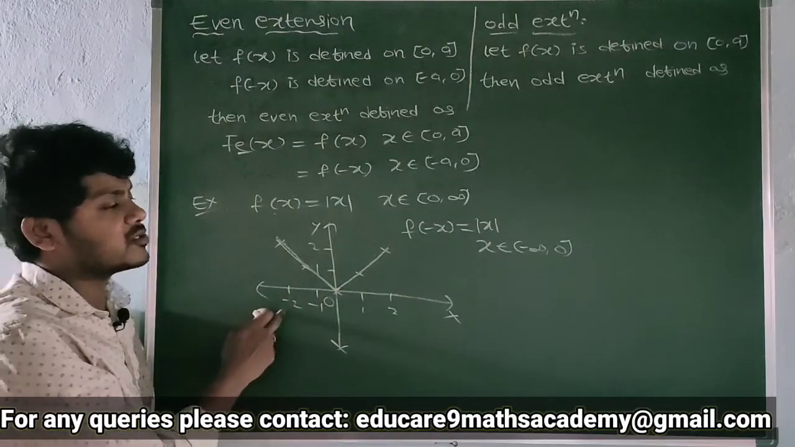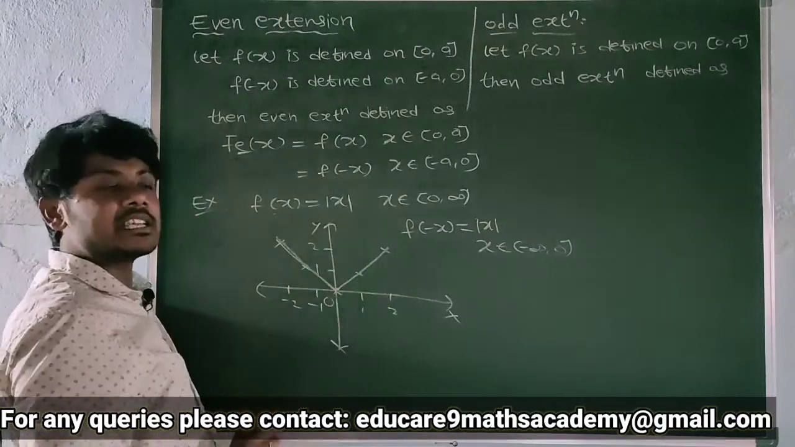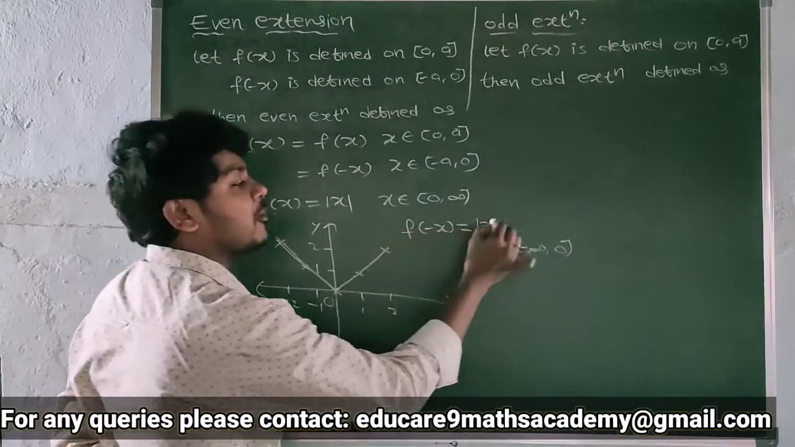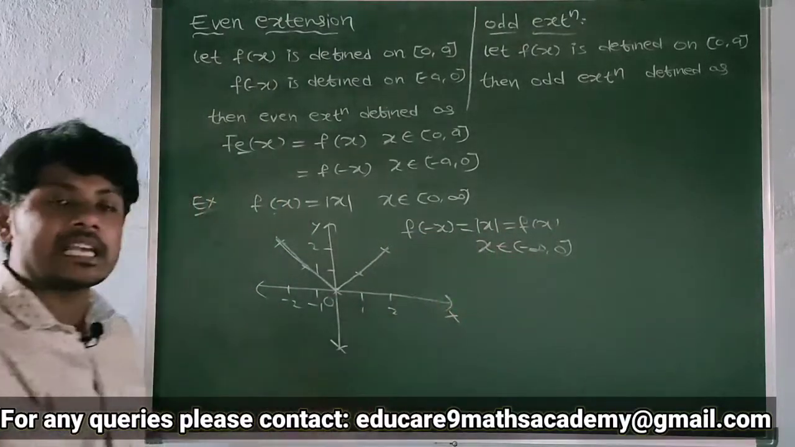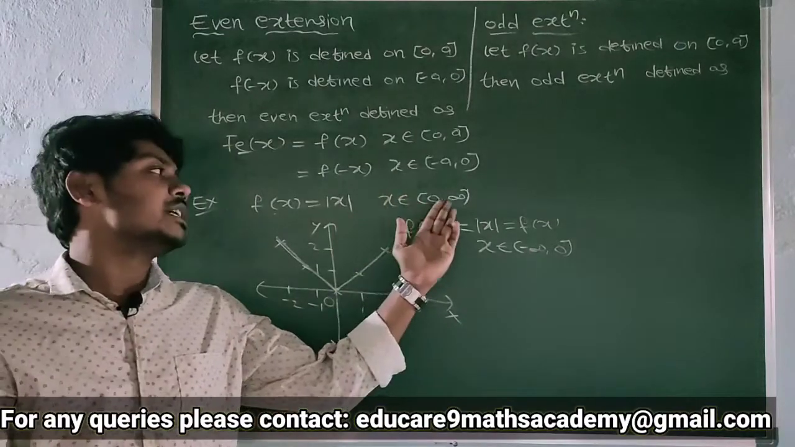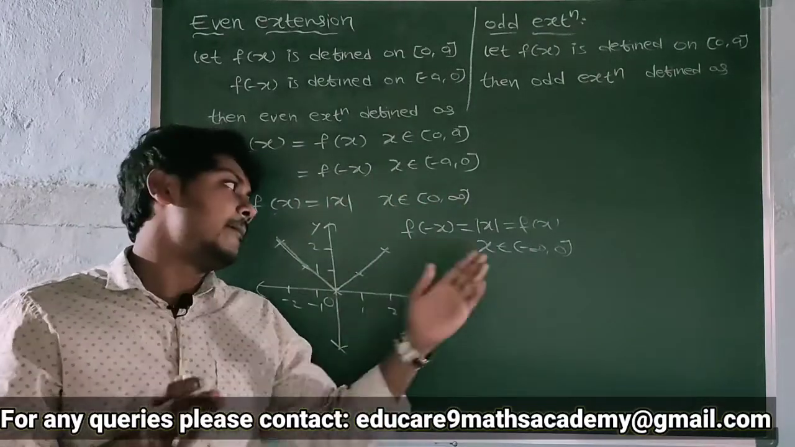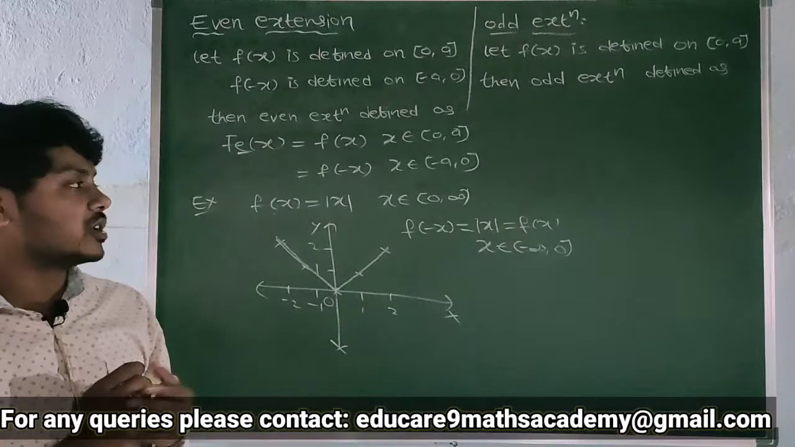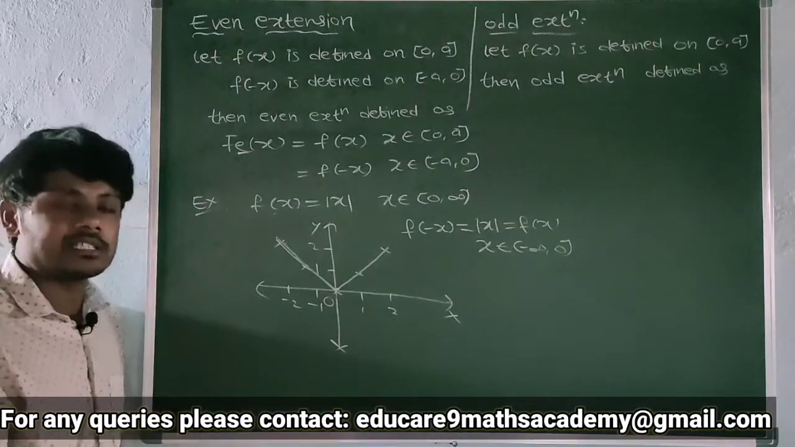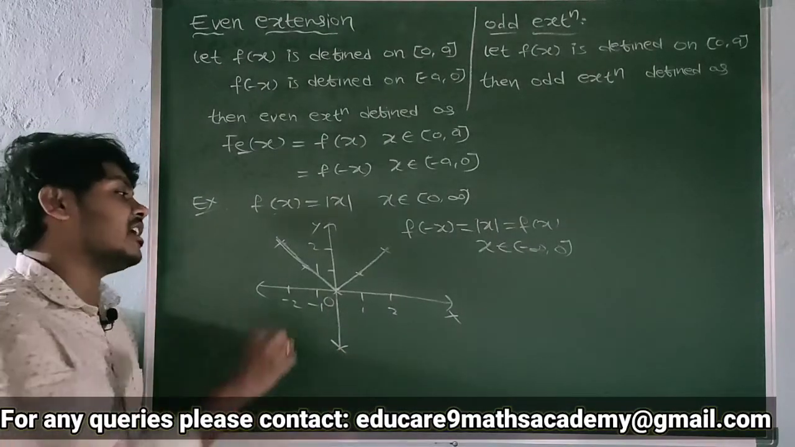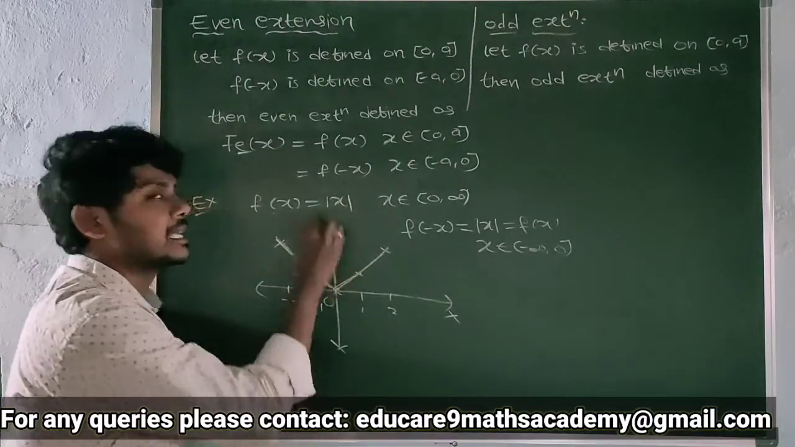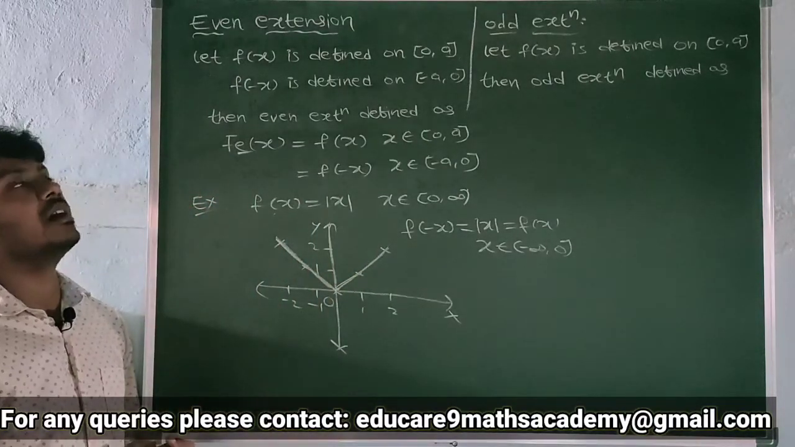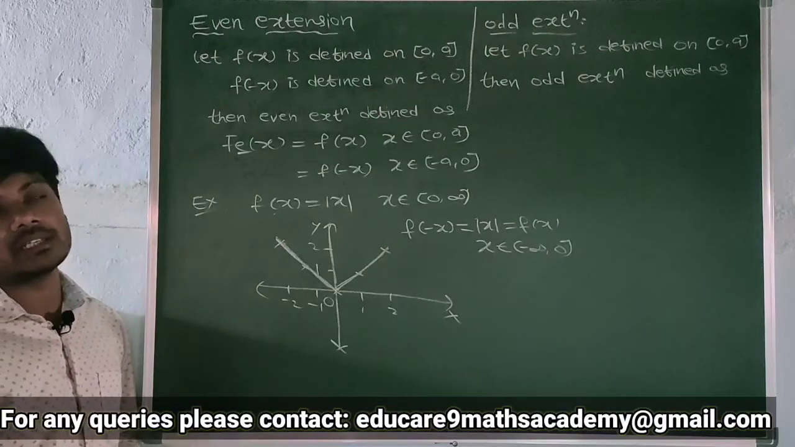So clearly this is what? Even extension. Why? Because f of minus x is equal to f of x, but here the interval is extended from the closed interval 0 to infinity to minus infinity to 0. So clearly this is the even extension, and the even extension graph is always symmetrical about which axis? Y axis. So this is the definition of even extension.